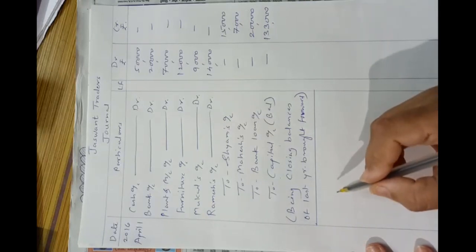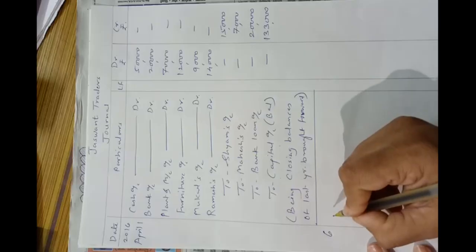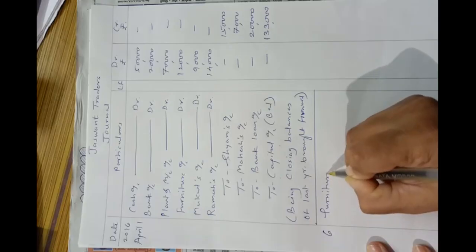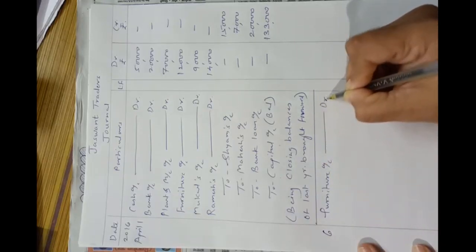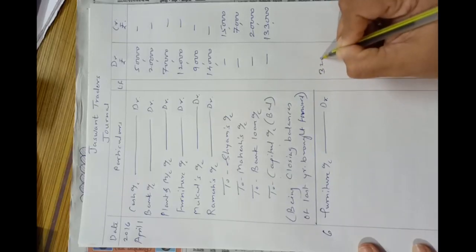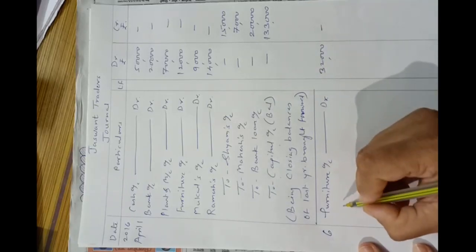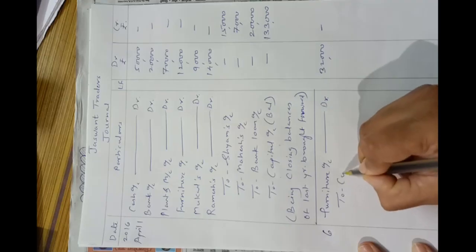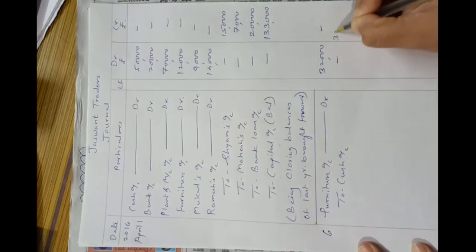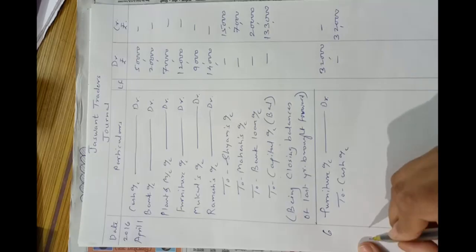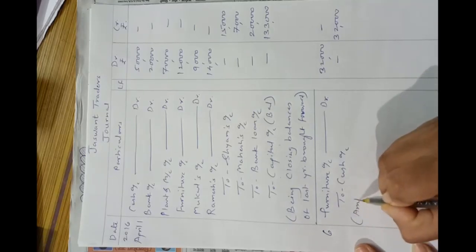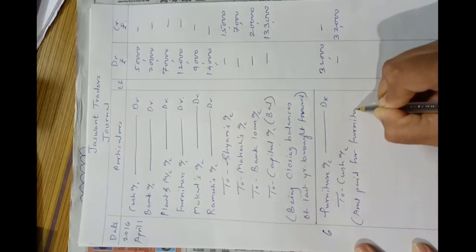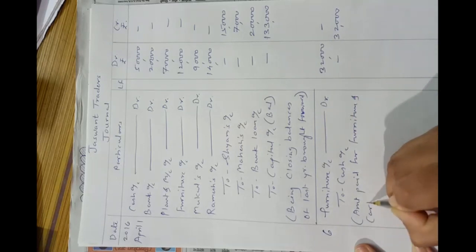Now entry of 6th April, furniture and cash. So furniture account debit. We have already discussed all the accounts and amounts while preparing the working note. So furniture account is debited 32,000 to cash account 32,000, and narration is amount paid for furniture and cartage.